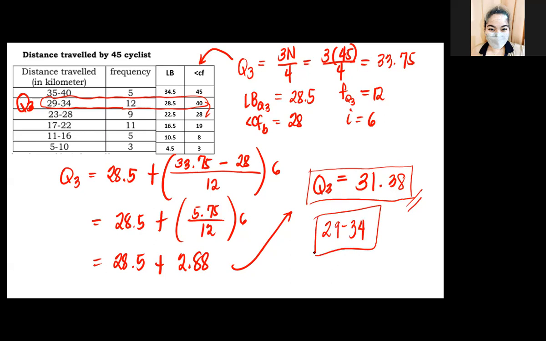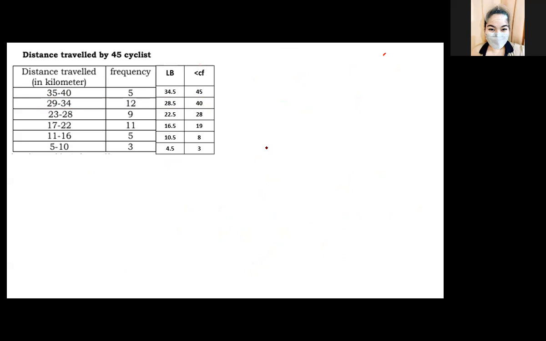So because it is within 29 to 34, as long as the solution you did is correct, you have no mistakes, and it falls between, or is included in, this class of 29 to 34 in our third quartile class, your answer is correct. Okay? Now, you can see that we used the formula for the quartile.